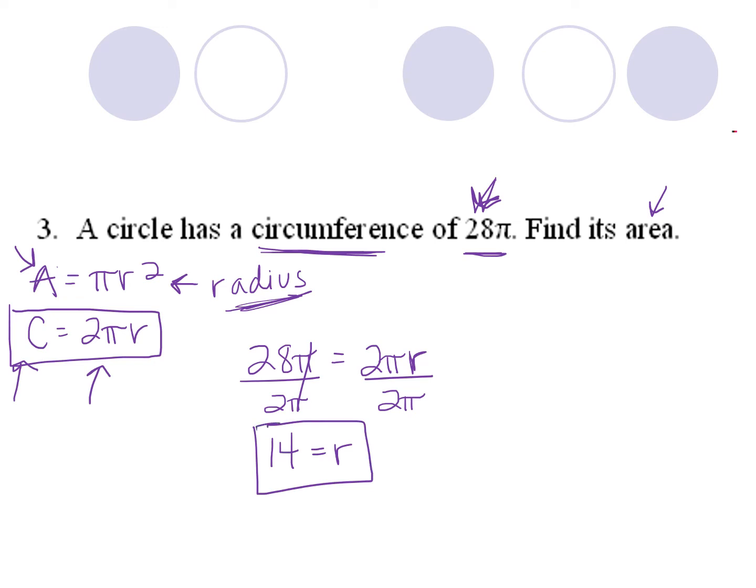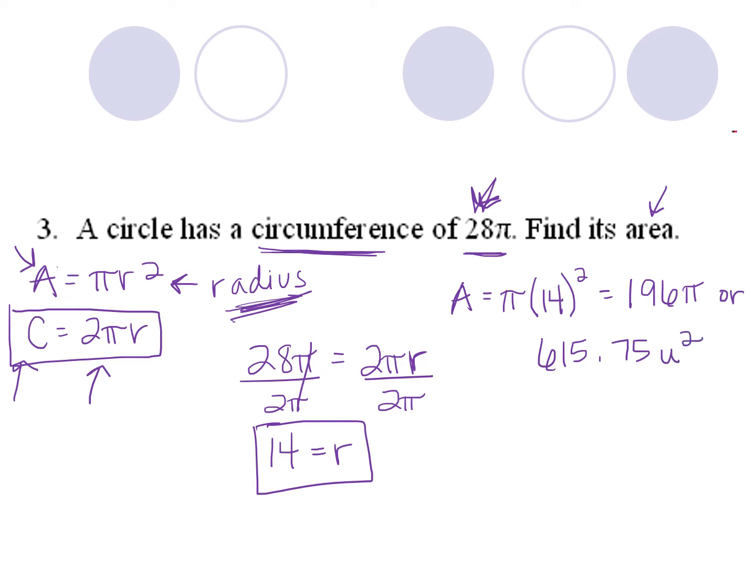Well, now that I know the radius, I can use that radius and plug it directly into my area formula. So A equals pi, the radius we found was 14 squared. So when I square 14, I get back 196 pi. And when I type that into my calculator, using my pi button, I get 615.75 units squared. So again, you had to find the radius using the circumference before you could find the area. This is more of what you might see on the Aspire test or the ACT test.